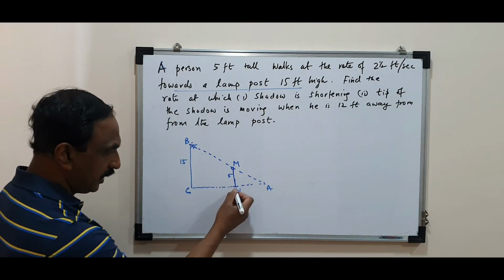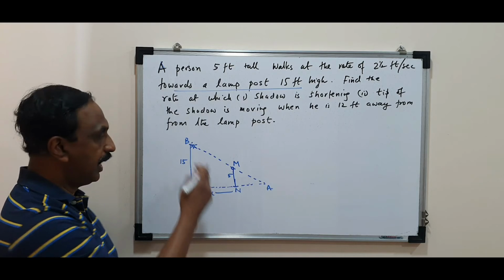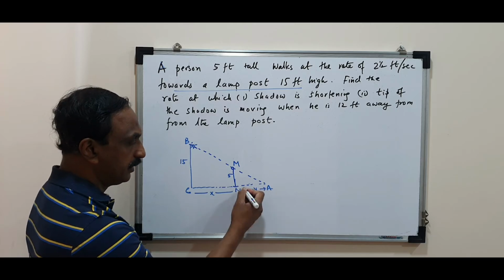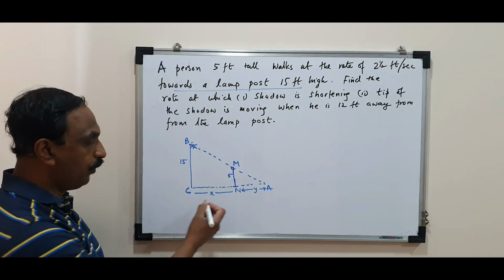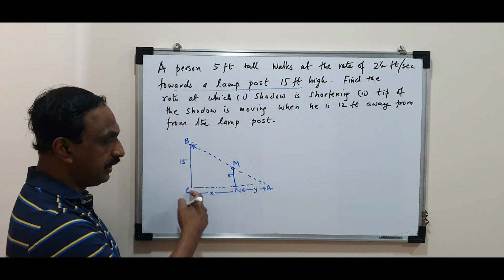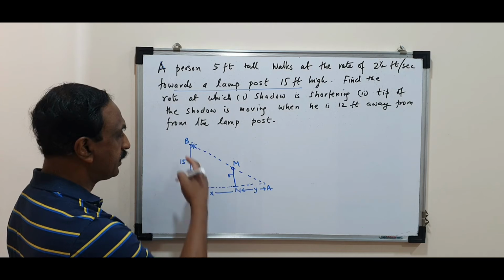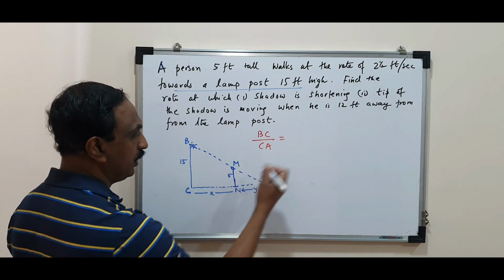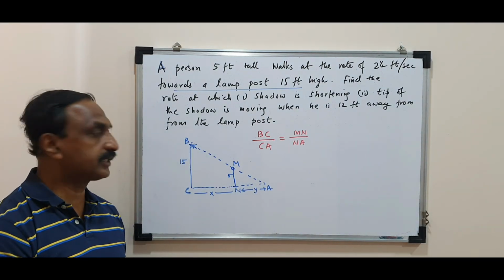The variables are: he is walking, so this distance is x, which is varying. So naturally, according to the position, the shadow's length also will change. So let's denote this by y. So the variables here are x and y. The importance here is how we will find the relation between x and y. We shall use the similarity of triangles. Triangle ABC and triangle AMN are similar triangles. So I can say that BC upon CA should be equal to MN upon NA. This will be used to find the relation between x and y.